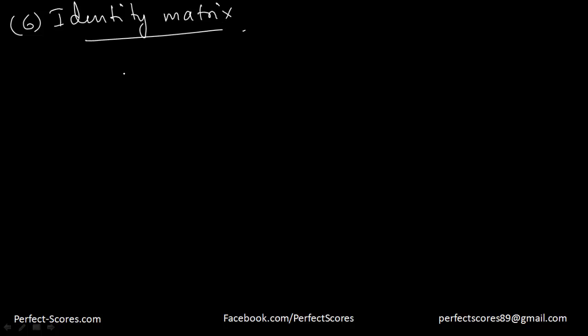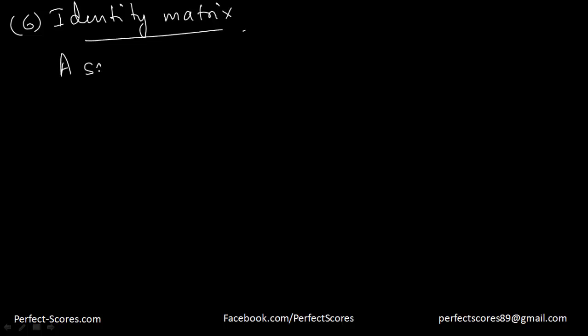Now let's look at another type of matrix, which is known as the identity matrix. Now what do you mean by an identity matrix? It's a kind of square matrix where all the diagonal elements are equal to 1 and the rest are all equal to 0.